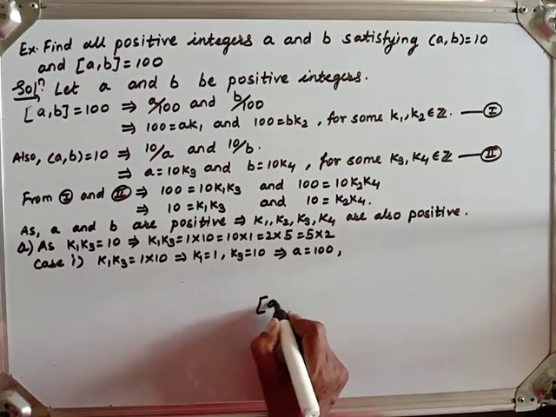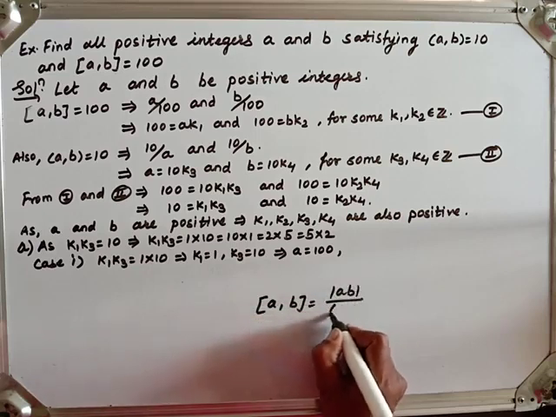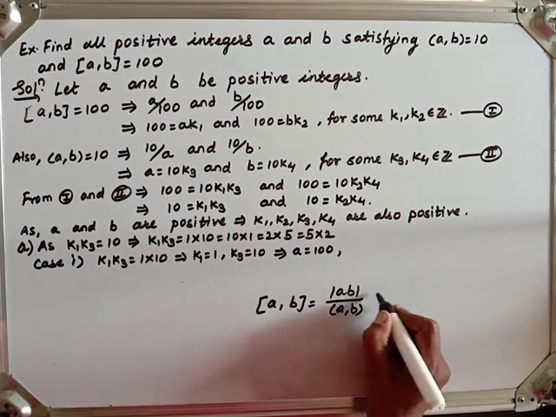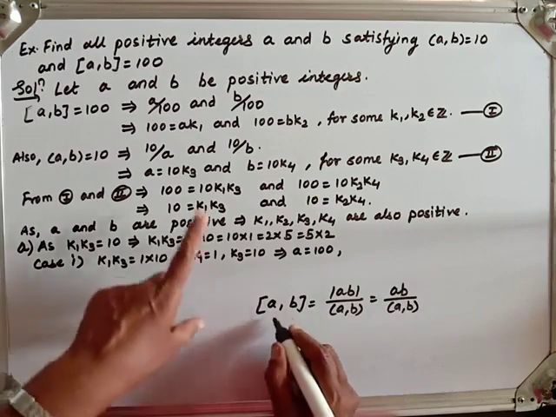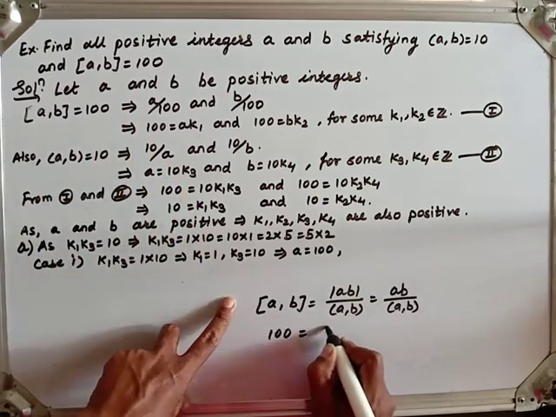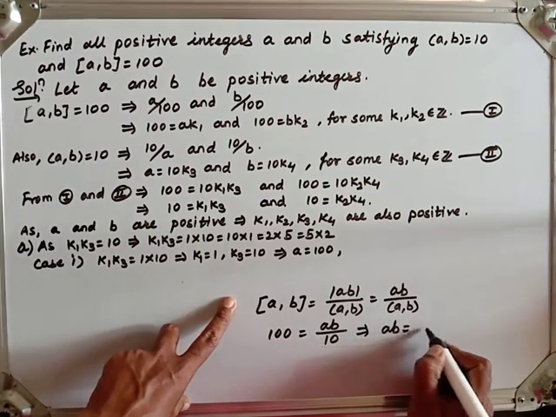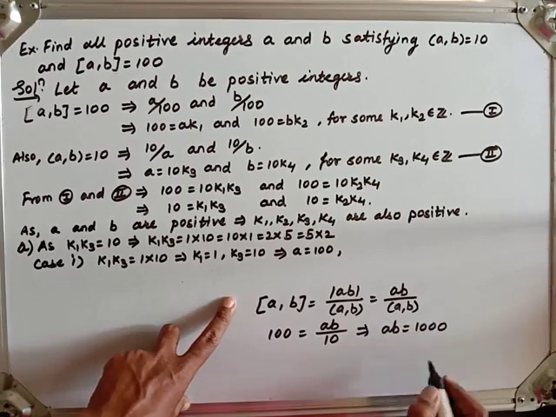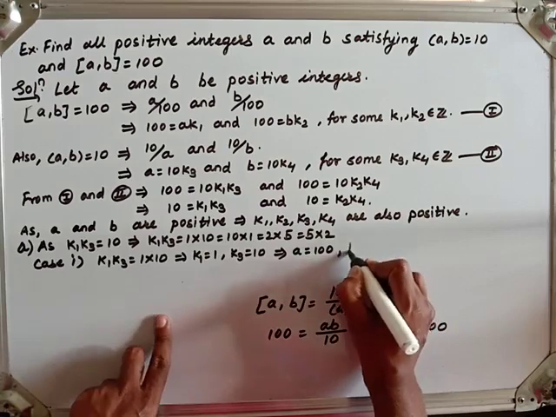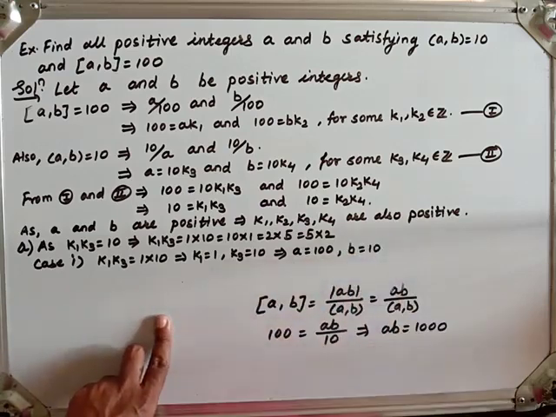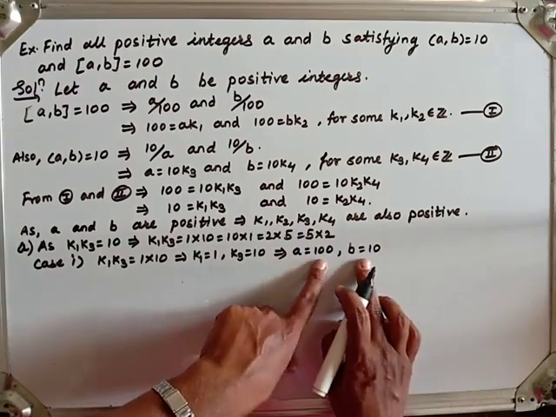So we have a relation that LCM is mod of AB upon GCD. But now here A and B are positive, so this is A into B upon GCD. So here this LCM is 100 is equal to AB upon this 10. So we get the product of these two integers A and B is 1000. So if A is 100, B must be 10. This thing you can remember: AB should be 1000. From that we can determine the other one.